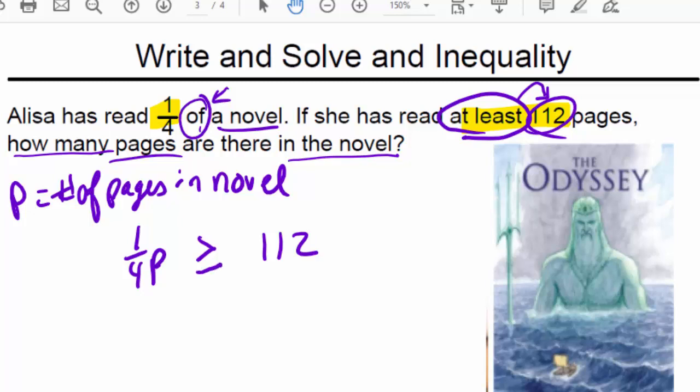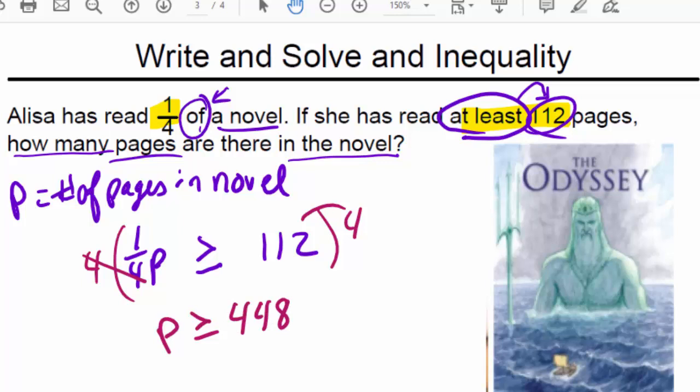In order to solve this, I'm just going to multiply both sides by 4, which is the reciprocal of 1/4. This will give us a 1. 1 times p is p. p is greater than or equal to, and then 112 times 4 is 448 pages. So the book has at least 448 pages in it.